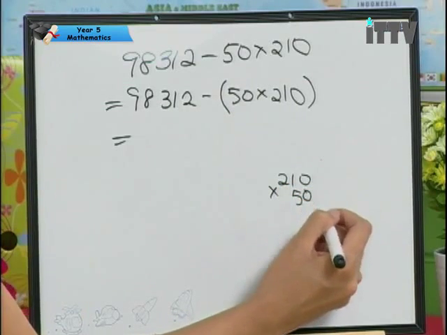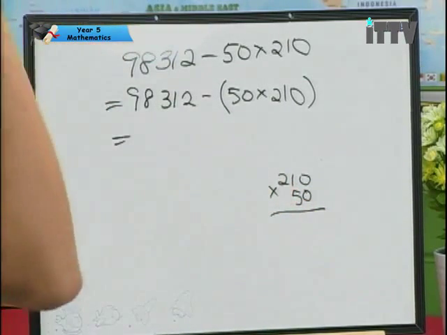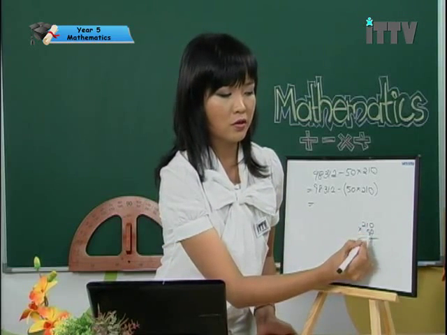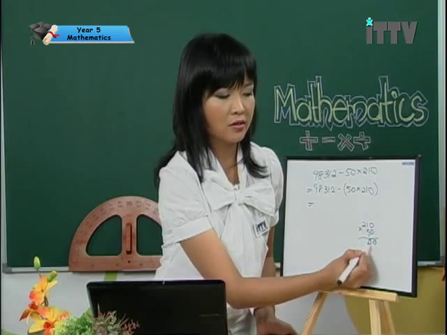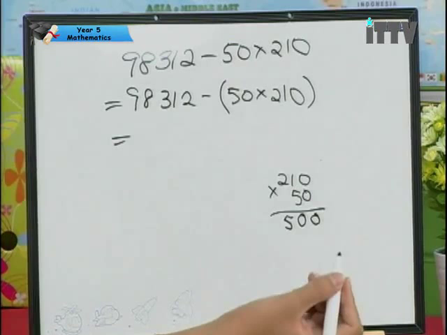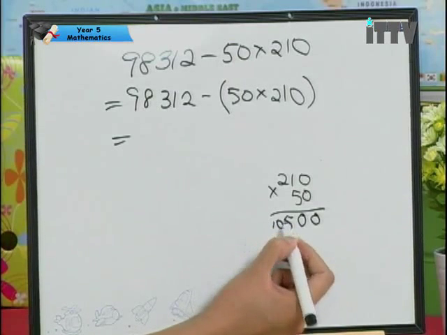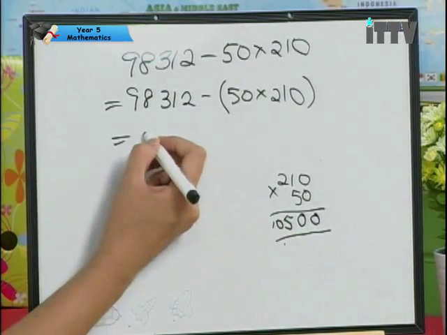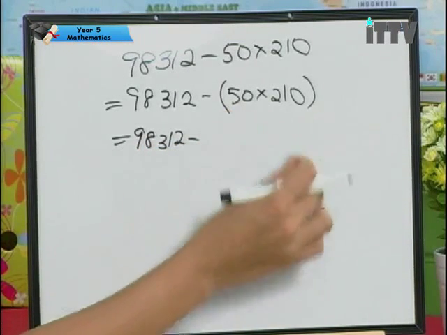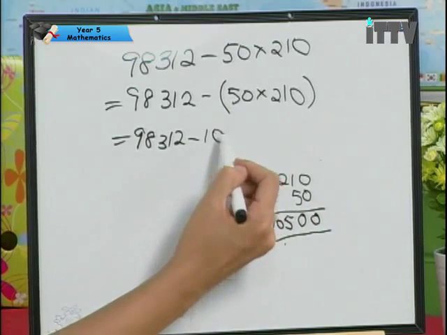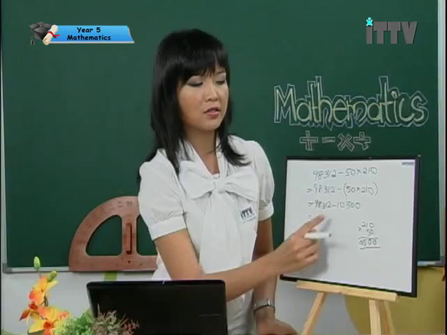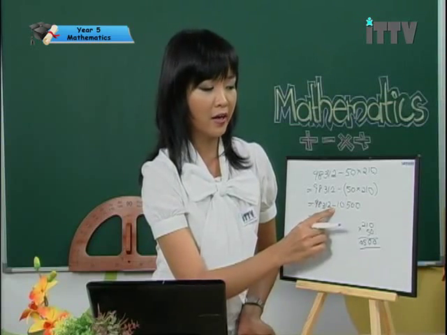210 times 50. Now, when we multiply numbers, put the bigger number on top. That's easier. Okay, now so we have 2 zeros here. So just copy down the 2 zeros that is at the back. 1 times 5, 5. 2 times 5, 10. Now, bring it back. Now, the answer is 10,500. Now, it's easier to minus now, right?